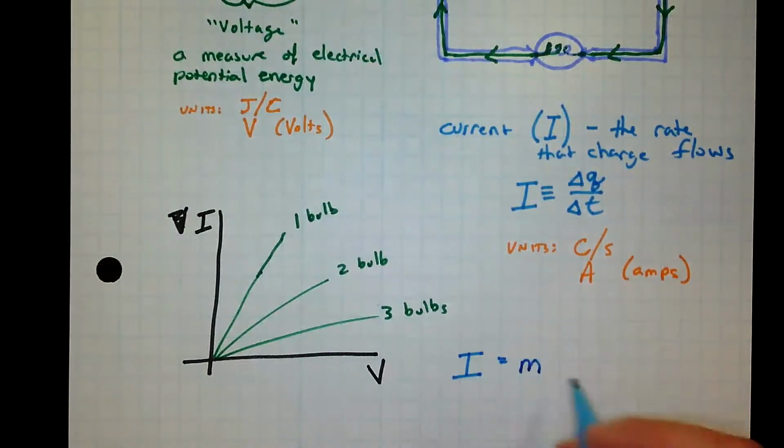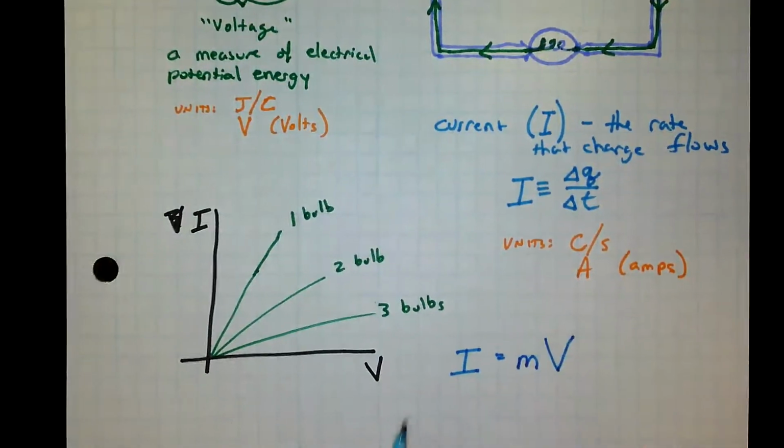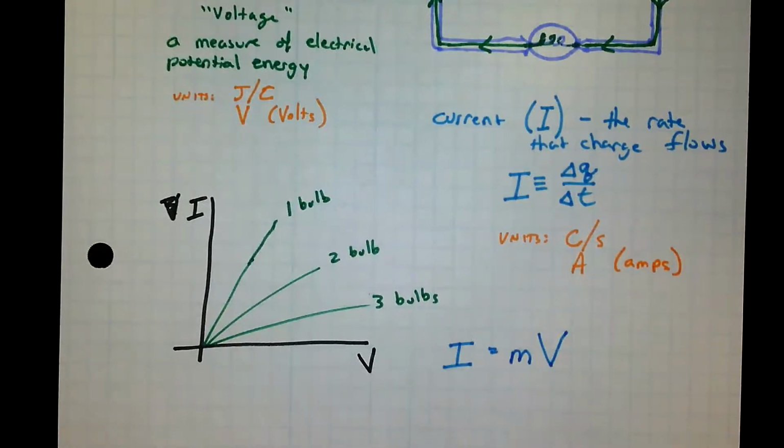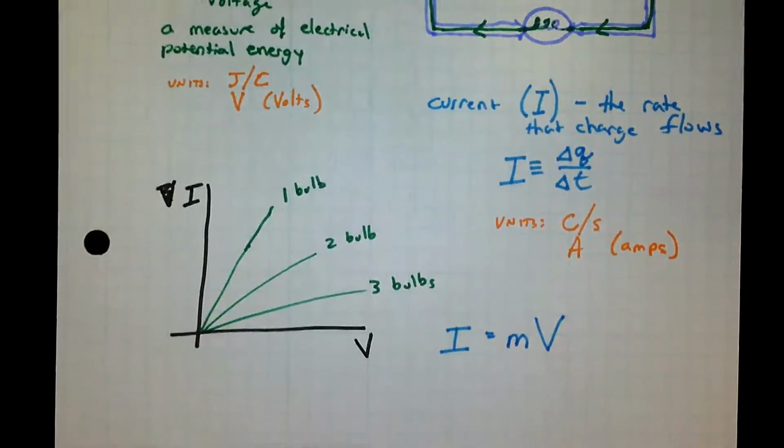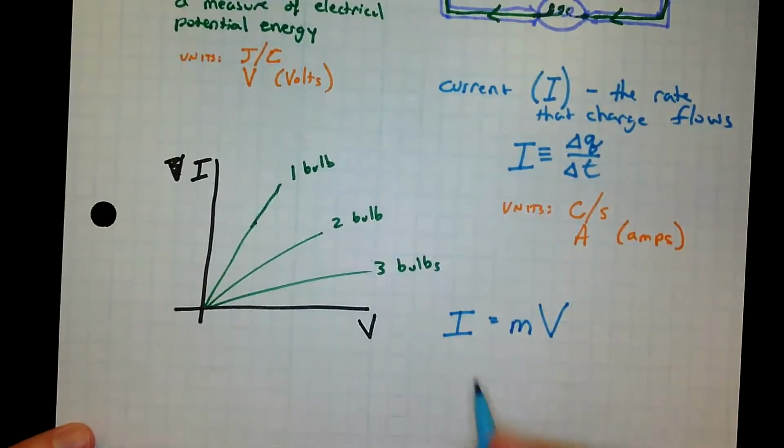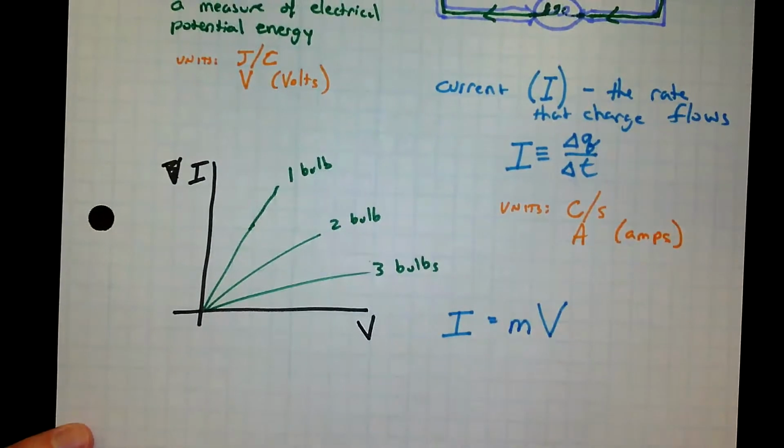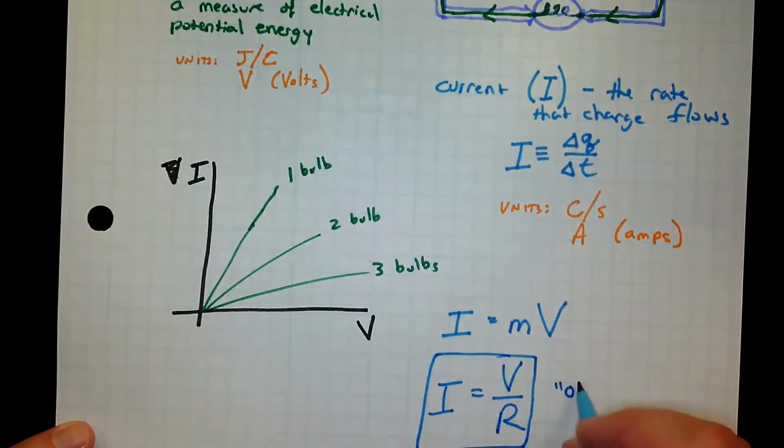So I'll call it like the slope times volts. So if I say like y equals mx plus b, if b was 0, y is the current, x is the volts. So we're going to have current equal to the slope times volts. Or it turns out that if we say that the slope is 1 divided by this thing called resistance, I'm going to write that the current is equal to V divided by R. This is going to be what we're going to call Ohm's law.